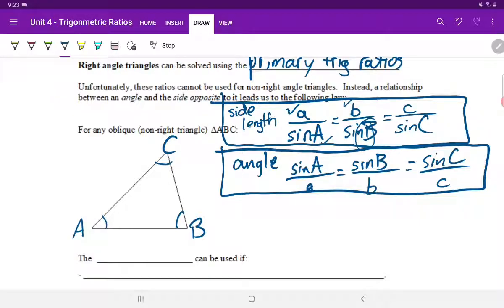Okay, so the way you label these triangles, you're not labeling it with opposite, hypotenuse, and adjacent anymore. What you're doing is, if this is angle A, then side length A is opposite, and it's a lowercase a. Across from angle B, you'll have lowercase b. And across from angle C, you'll have lowercase c. And it doesn't matter, again, what letters you use as long as they correspond with each other. So you can label it DEF. Just make sure you use the lowercase letters of DEF.